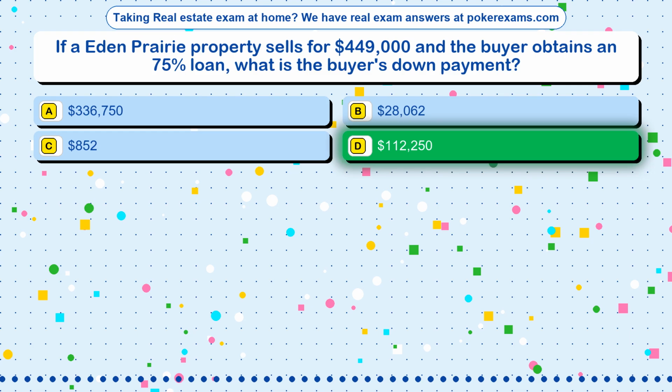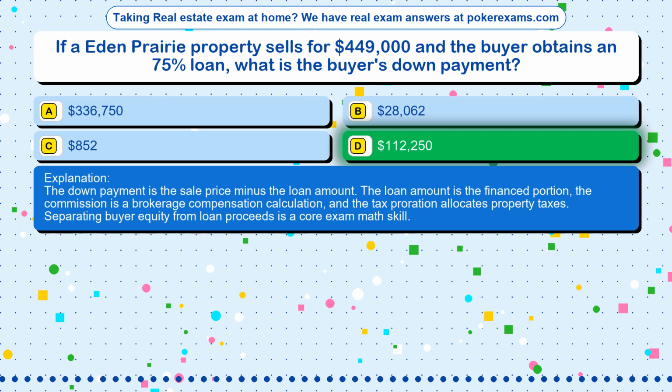The correct answer is option D, $112,250. The down payment is the sale price minus the loan amount. The loan amount is the financed portion, the commission is a brokerage compensation calculation, and the tax proration allocates property taxes. Separating buyer equity from loan proceeds is a core exam math skill.